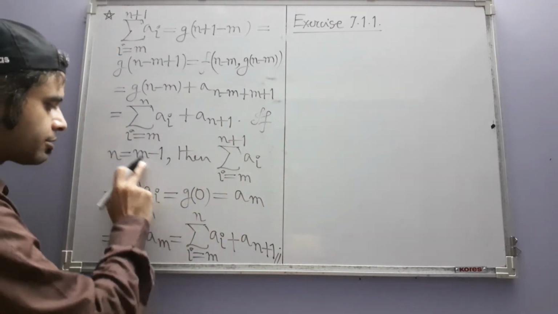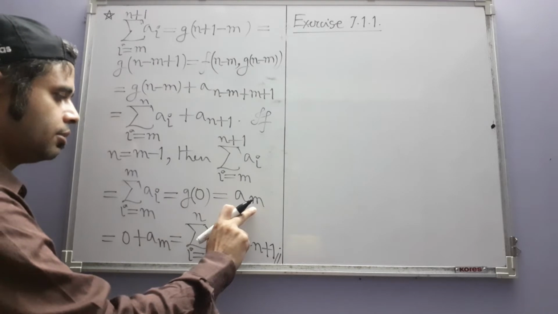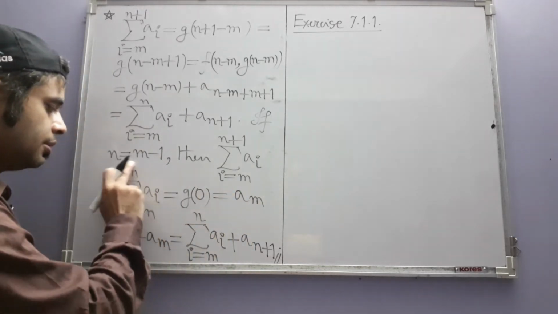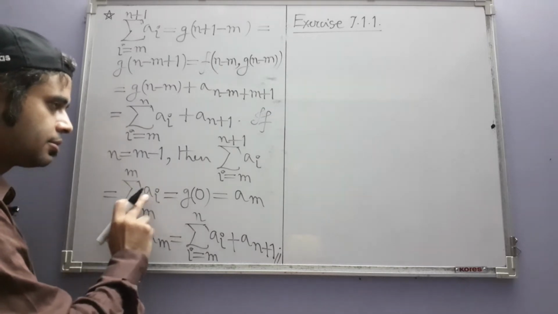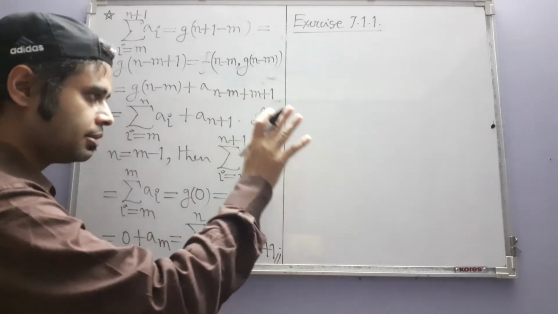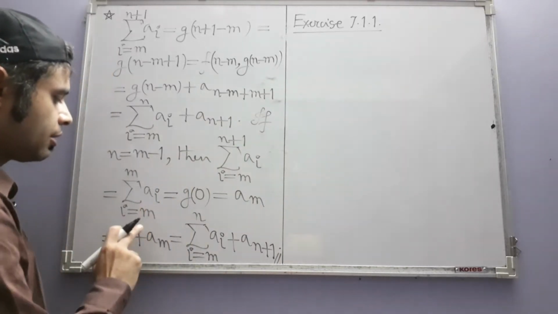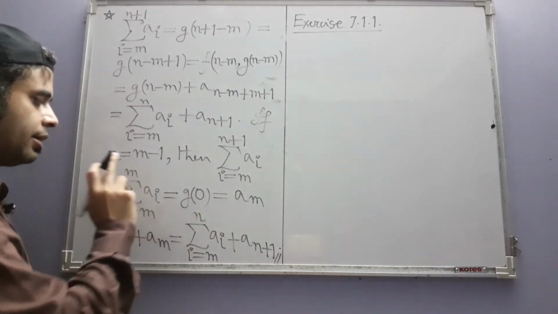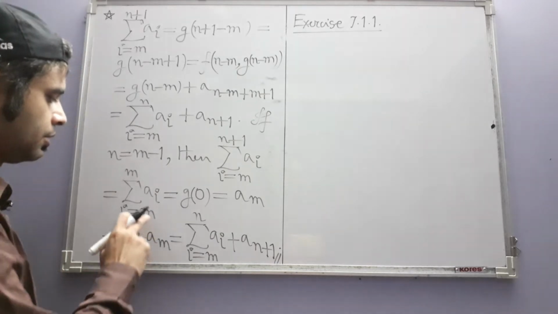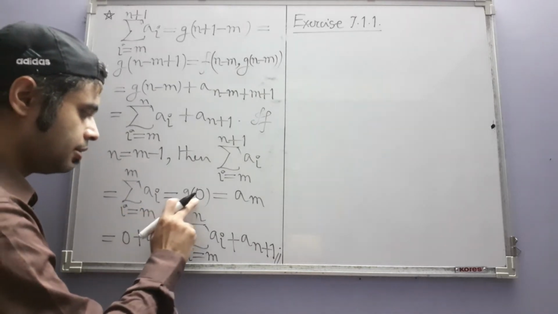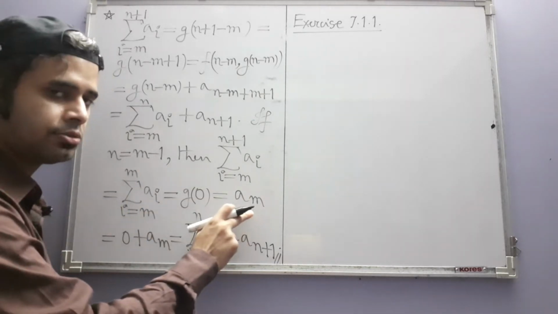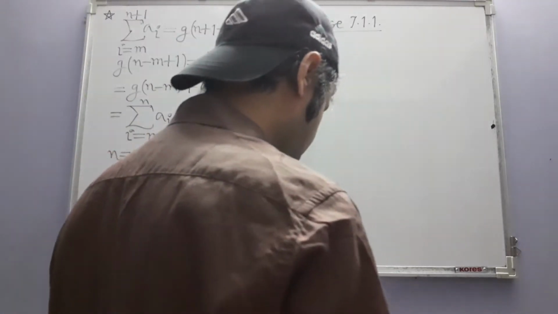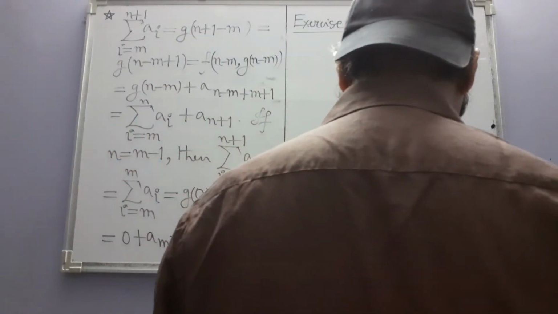So just looking at this, we are tempted to immediately write a_m, but keep in mind that this symbol is the one we have defined in this new definition. So you cannot just simply write a_m because i varies from m to m. No, according to our definition, it is g of 0, and that is equal to a_m. So that is why it is a_m. Okay, so I just wanted to draw your attention to this fact.